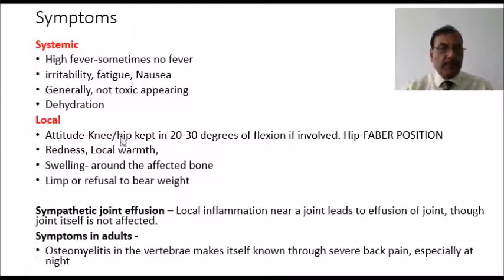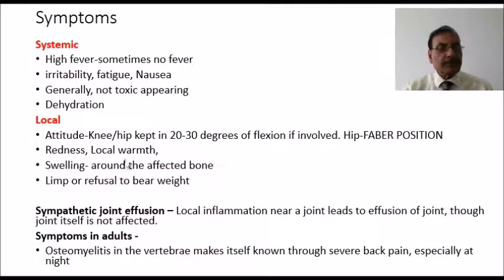Say for example, around the knee, if there is an osteomyelitis, the knee will be kept in 20 to 30 degrees of flexion. If it is around the hip, it is a FABER position. FABER means flexion, abduction, external rotation. This is called the FABER position. It is the position of ease, to accommodate more of the pus inside the joint.